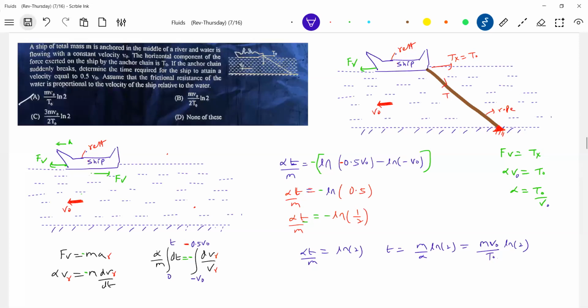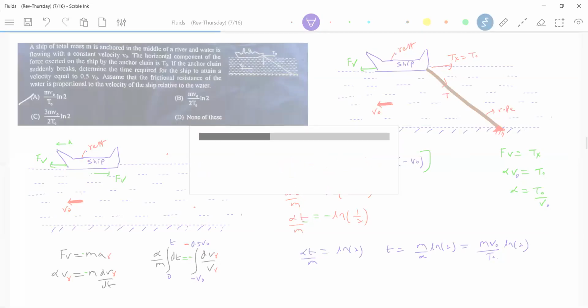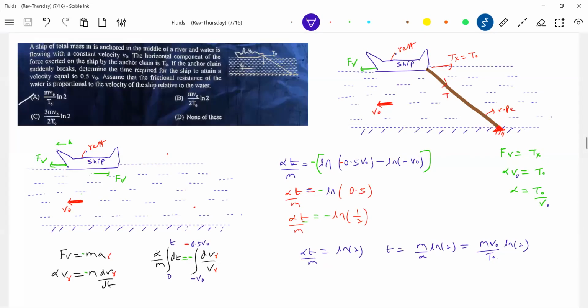Please be alert. Some questions, we know simple ideas, but we have to be extra alert with the signs, especially. Because see, the viscous drag is based on the relative velocity of the ship relative to the water. In that frame only I should do. That's what the question is intended here.